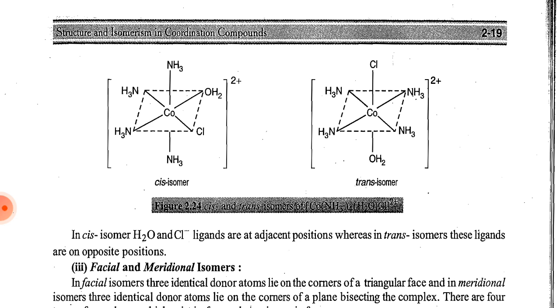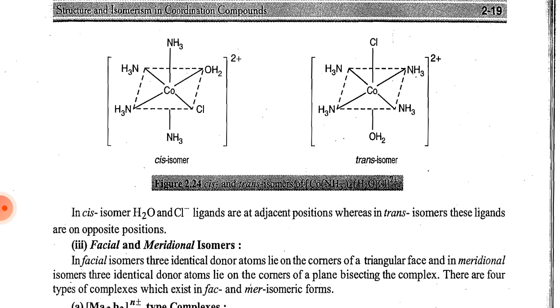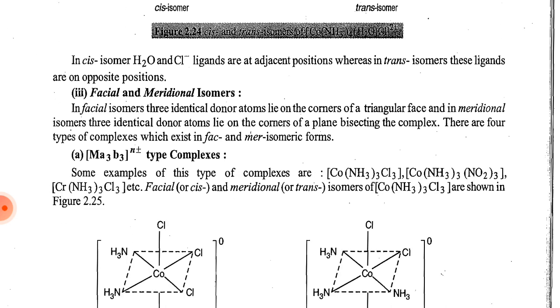Cl and OH2 are different. Ammonia is adjacent to each other. Ammonia is adjacent to each other. Ammonia and OH2. So these are trans isomers. This is the cis isomer: the H2O and Cl ligands are at adjacent positions, whereas in the trans isomer these ligands are on opposite positions.